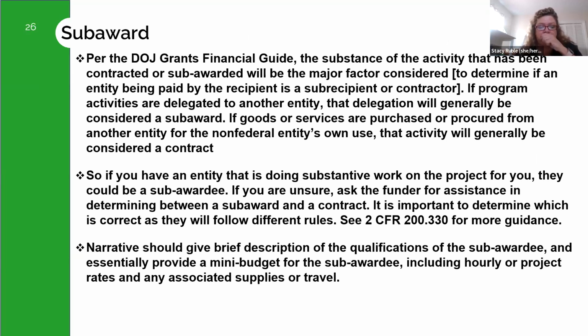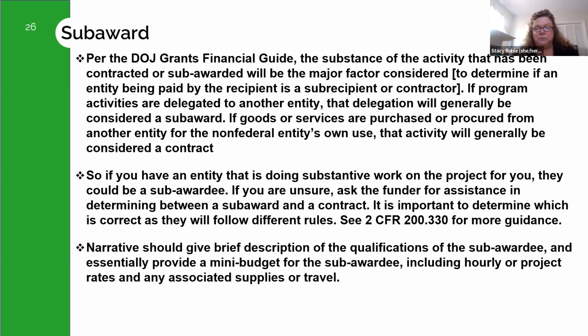Okay, so subaward. As I mentioned before, the DOJ grants financial guide actually describes this and defines it. And it says the substance of the activity that has been contracted or subawarded will be the major factor to be considered to determine if an entity being paid by a recipient is a subrecipient or a contractor. If program activities are delegated to another entity, that delegation will generally be considered to be a subaward. If the goods or services are purchased or procured from another entity for the non-federal entity's own use, or the recipient in this case, that activity will generally be considered to be a contract.